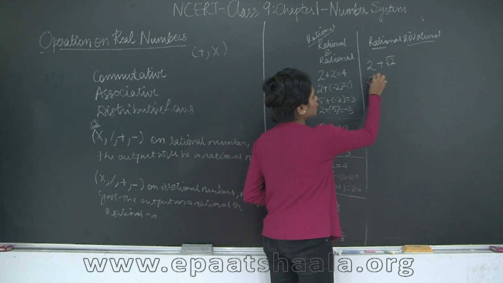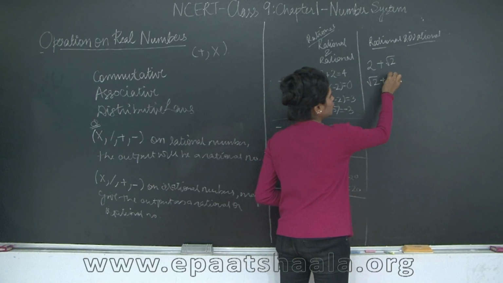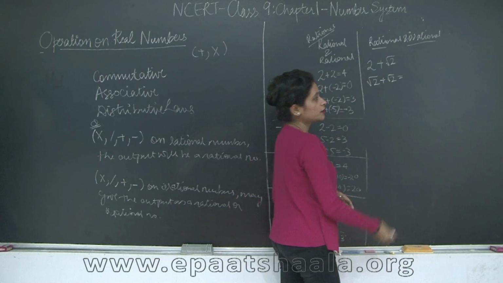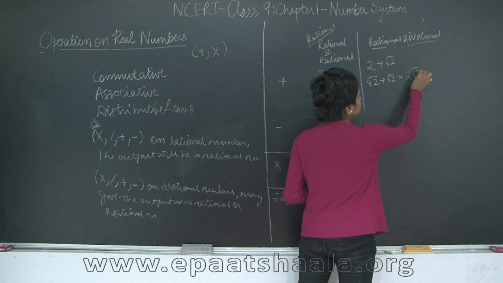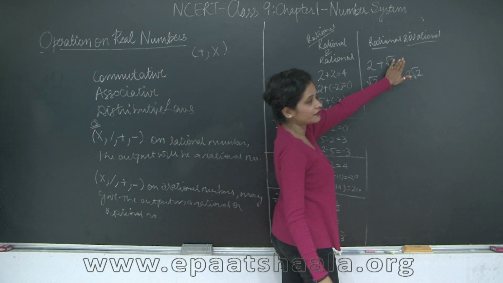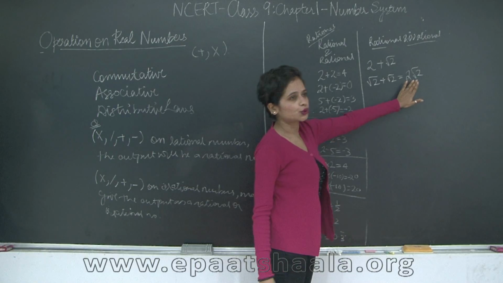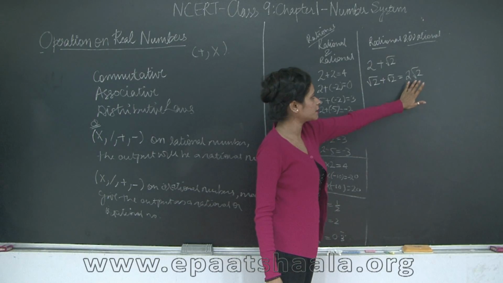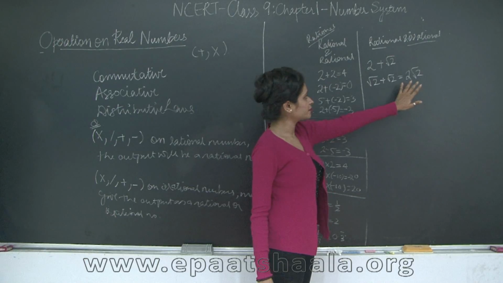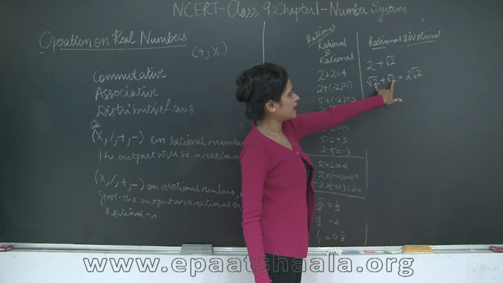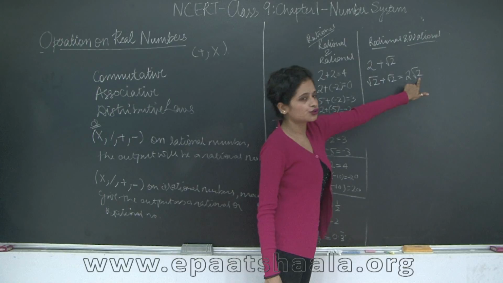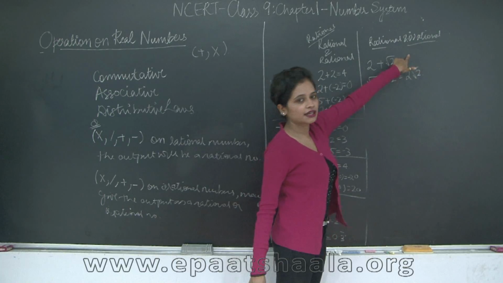But what if I get root 2 plus root 2? This will be equal to 2 root 2. So my output is irrational in the first case. My output is again irrational in the other case, where I am getting 2 root 2. 2 is a rational number, but root 2 is getting multiplied with it, so it becomes 2 root 2. See, when you have apple and apple, it becomes 2 apples. So this is 2 root 2. So this entire term becomes irrational.